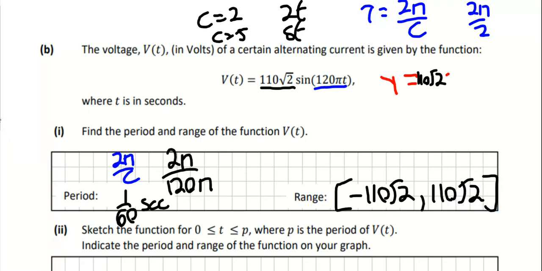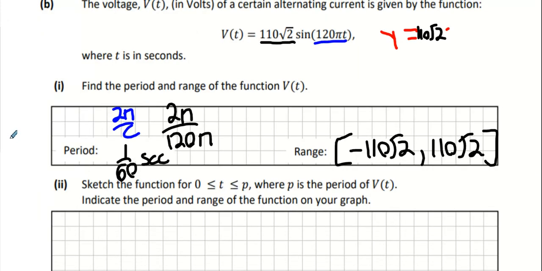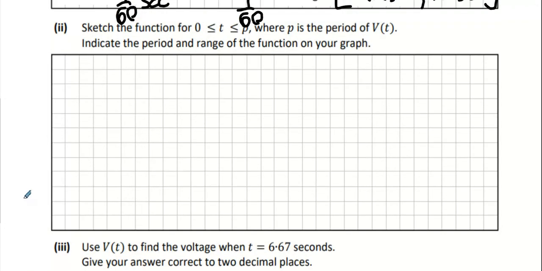Now, next thing, sketch the function from 0 less than or equal to t less than or equal to p, where p is the period. So it wants me to go to 1/60th. Oof. Indicate the period range of the function on your graph. Oh man, it's giving us a blank graph here. So this is going to be quite a difficult graph for us to do.